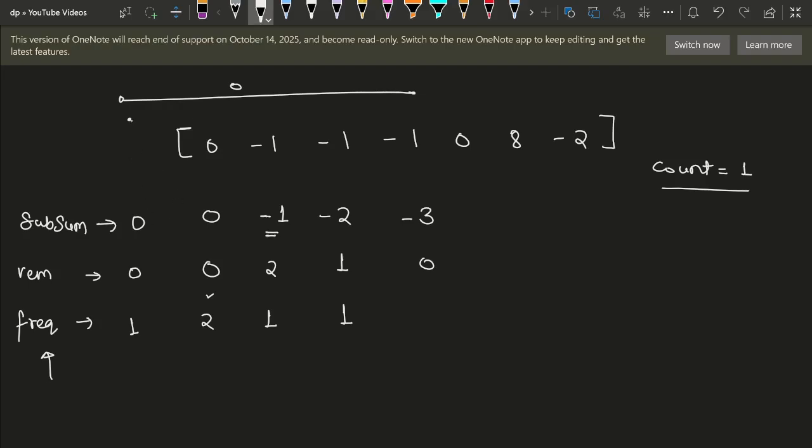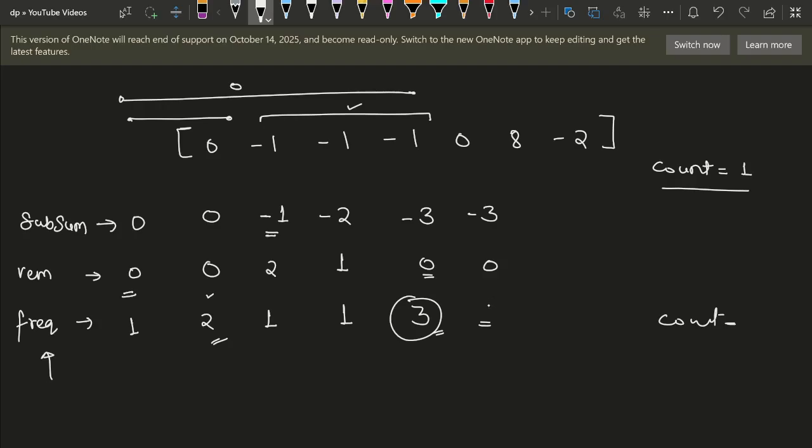But there also exists a subarray such that the subarray sum is divisible by 3. So we see that there clearly exists such a subarray. So we'll update our count variable by the frequency of 0, and then we will also update the frequency of 0 to 3. Now again here your subarray sum becomes 3, remainder again gives you 0. Before updating, we'll update the count variable by the frequency of 0, which is 3, and then we'll update the frequency of 0 to 4.